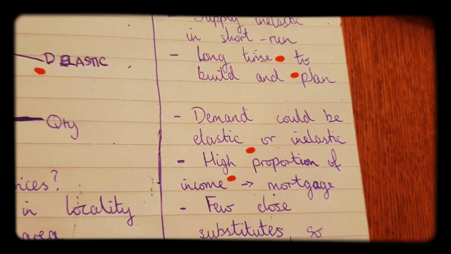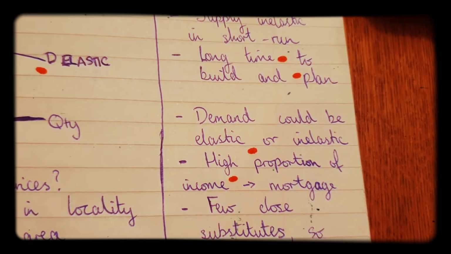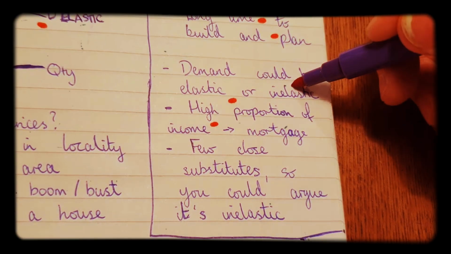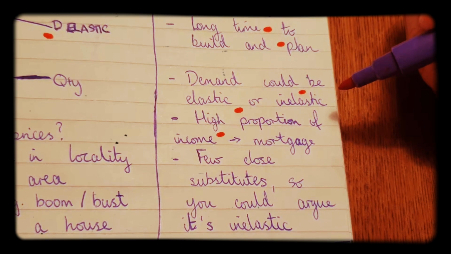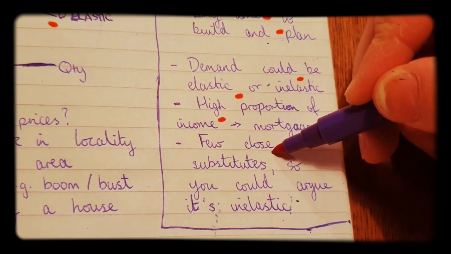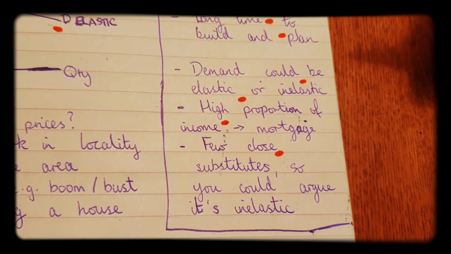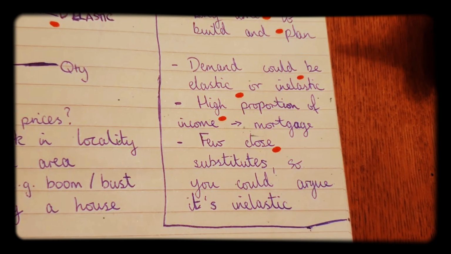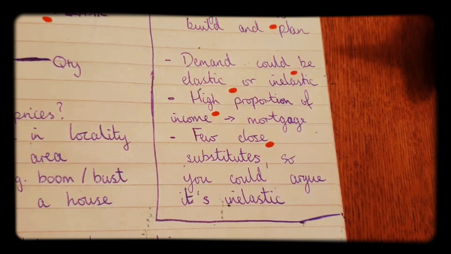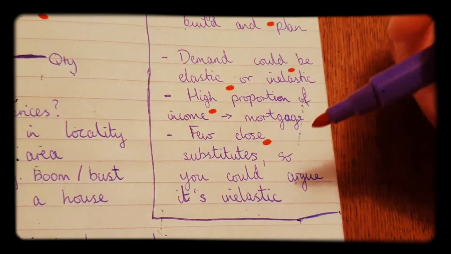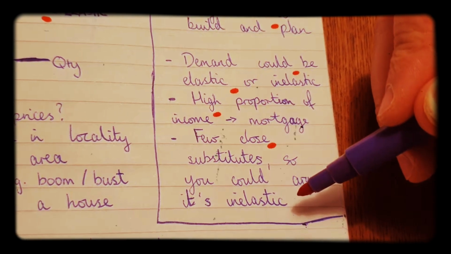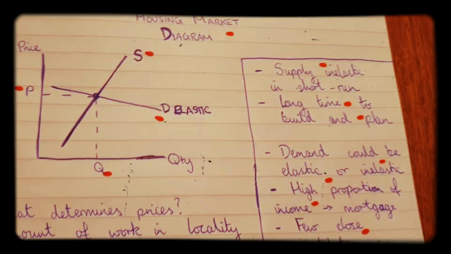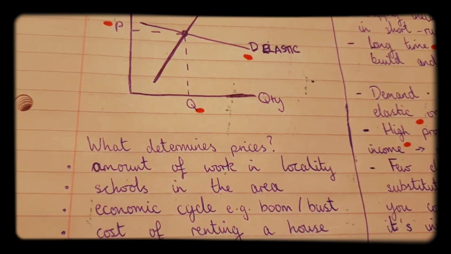However, you could also say that the demand for houses in general is inelastic. You could say it's inelastic because a house has few close substitutes. If you want to buy a house, the only other substitute really that I can think of off the top of my head is renting a house rather than buying. So you could argue, because there's a limited amount of substitutes, that the demand overall in the market is inelastic, and that's why pretty much everybody ends up buying a house at some point in their life.